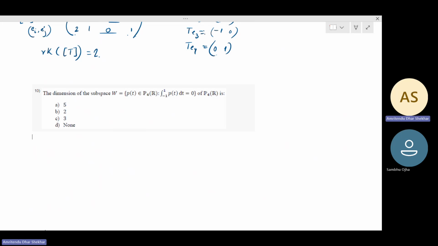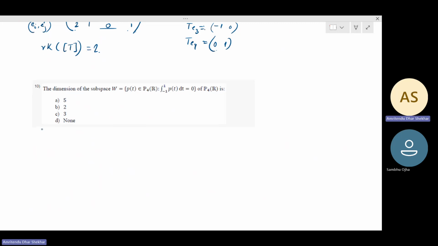Now the dimension of the subspace W, where P is a polynomial such that the integral of this polynomial is equal to 0, where you're looking at P4. So you're looking at a map from P4. Let me just write it over here. You have defined a map. Let's call this map T.